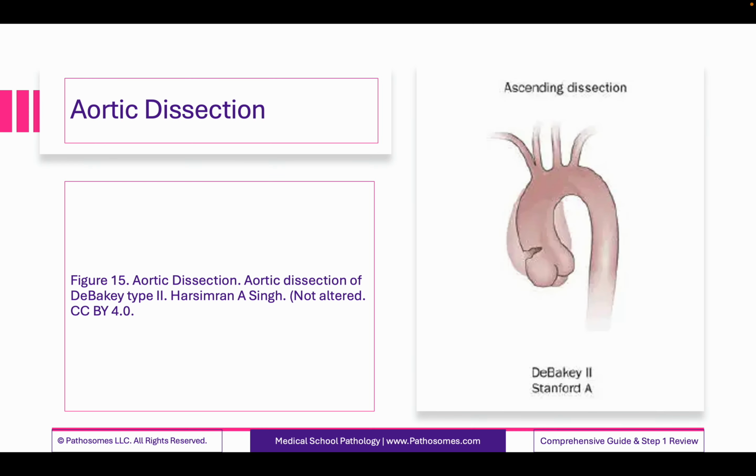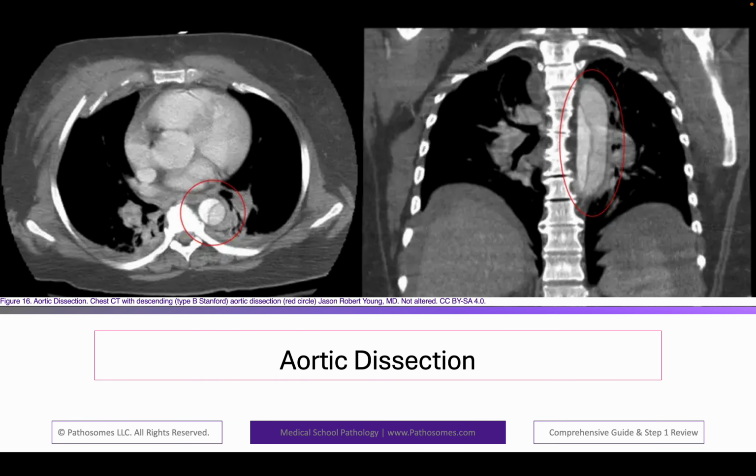Speaking of which, we're seeing a DeBakey type 2 as well as a Stanford type A ascending dissection in this image. Here we have more imaging of an aortic dissection, specifically a CT of the chest with a descending Stanford type B aortic dissection. You can see that in the red circle.